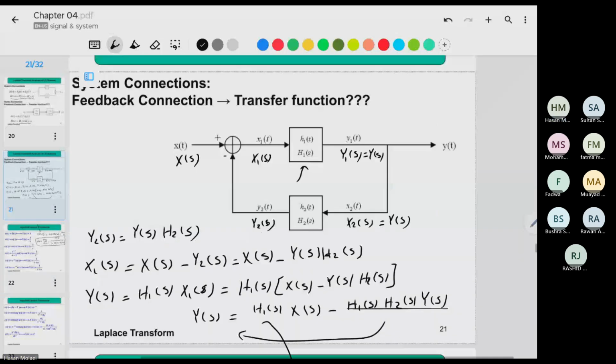You know, H1(s) is the transfer function of this system. H2(s) is the transfer function of what we call the feedback system.